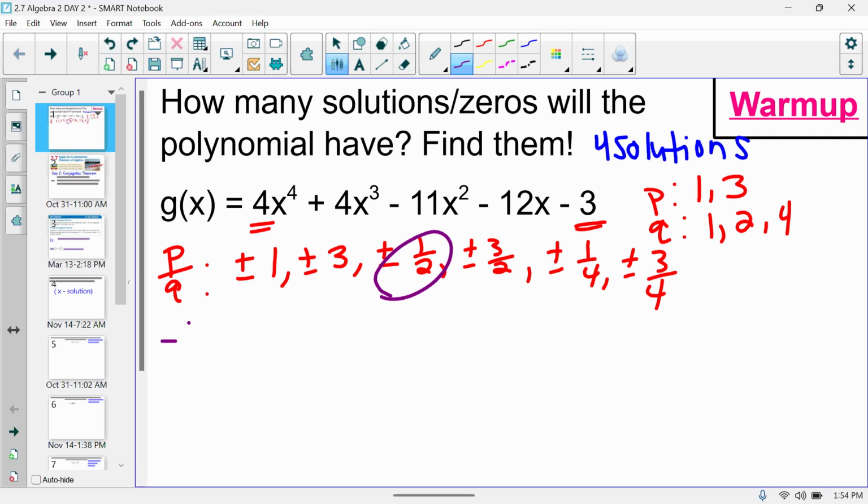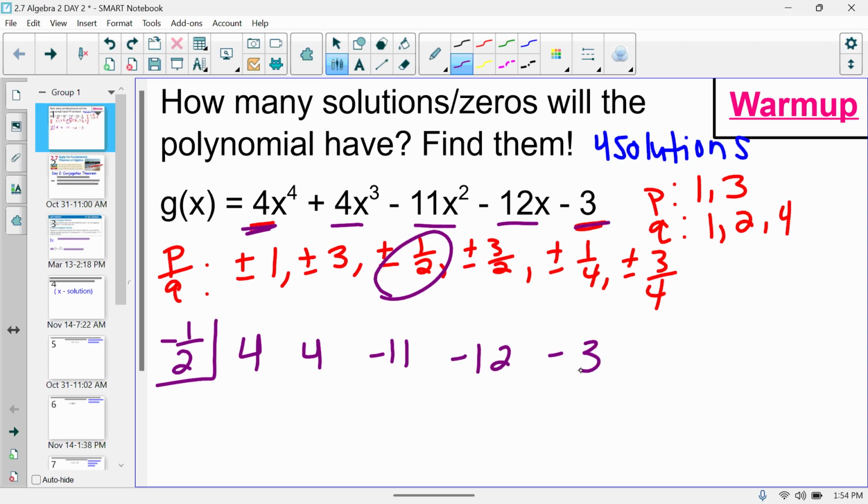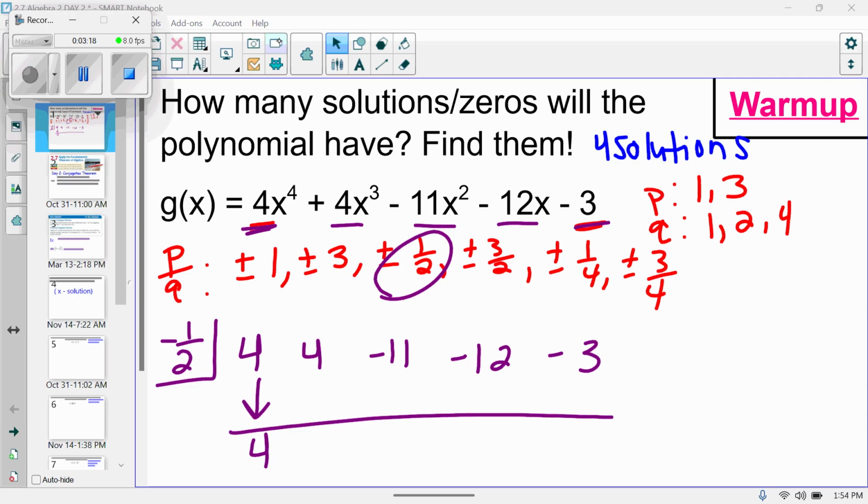So you're going to take negative 1/2. How many of you had already started synthetic division with negative 1/2? Good. If you didn't, this is where you should be starting. Lay out your coefficients: 4, 4, make sure there's none missing, but there's not, negative 11, negative 12, and negative 3. We don't need any zeros because it goes x to the 4, 3, 2, 1, and then negative 3. So go ahead and do your synthetic division with this. I'll give you a minute to do that.